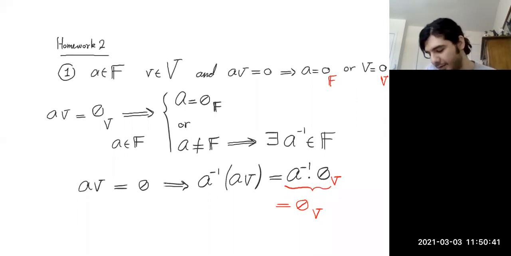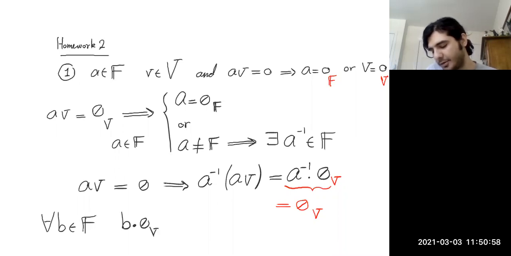Okay, so if it's not part of the definition, we should prove that. Here we have A inverse, but more generally, we probably want to prove for anything in the field, if we multiply that by the vector 0, we would get 0 as a vector. Why is that? So I should prove that first. So that would be a lemma. That's something I should prove.